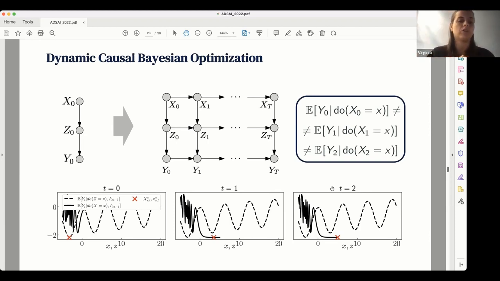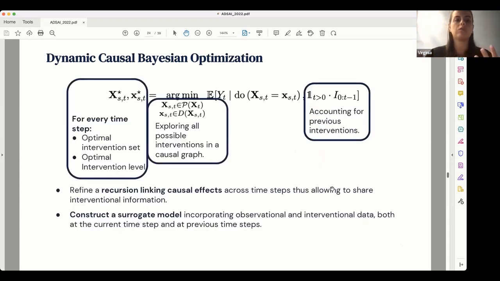It changes in terms of variables. So at time 0, the optimal is an intervention on Z. At time 1, it is an intervention on X, but also in level: the optimal intervention is at X around, let's say, 0.5. And then at time equal 2, it is at X at level 1.